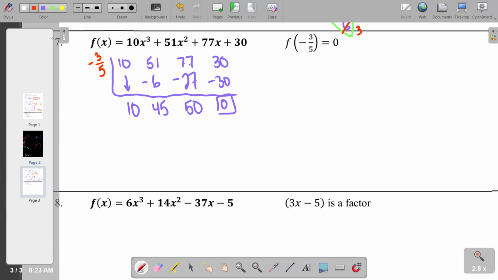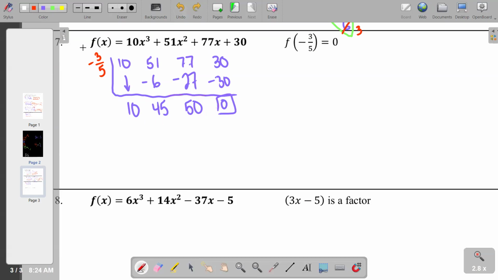What numbers make up my quadratic equation? They're these numbers, right? So I'll ask you again, what numbers make up my quadratic equation?